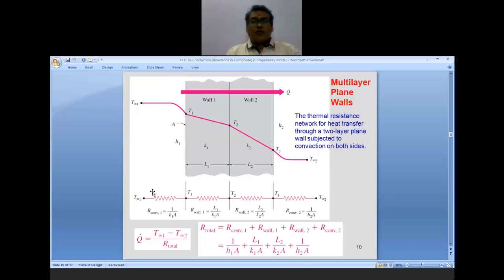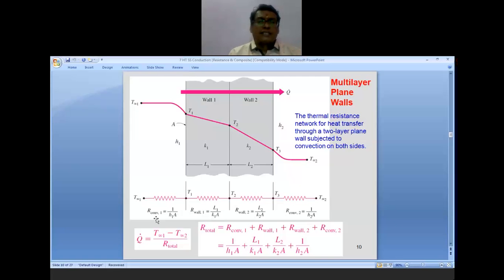So that was with one wall. Now we are assuming two walls, wall 1 and wall 2. Here the thermal conductivities are K1 and K2. h1 is the convective heat transfer coefficient, h2 is the convective heat transfer coefficient. Temperatures are T1, T2 the interface temperature, and T3 the outside temperature. T infinity 1 is at a higher temperature, so heat will transfer from the higher temperature to the lower temperature. And the widths are L1 and L2.